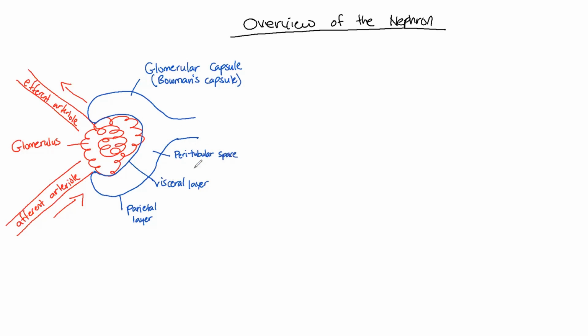Okay, sometimes called just the tubular space. All right, so this is kind of the proximal part of our nephron, okay? And all of this together is called the renal corpuscle. So the glomerulus plus the glomerular capsule is called the renal corpuscle. And this is where the filtration happens.